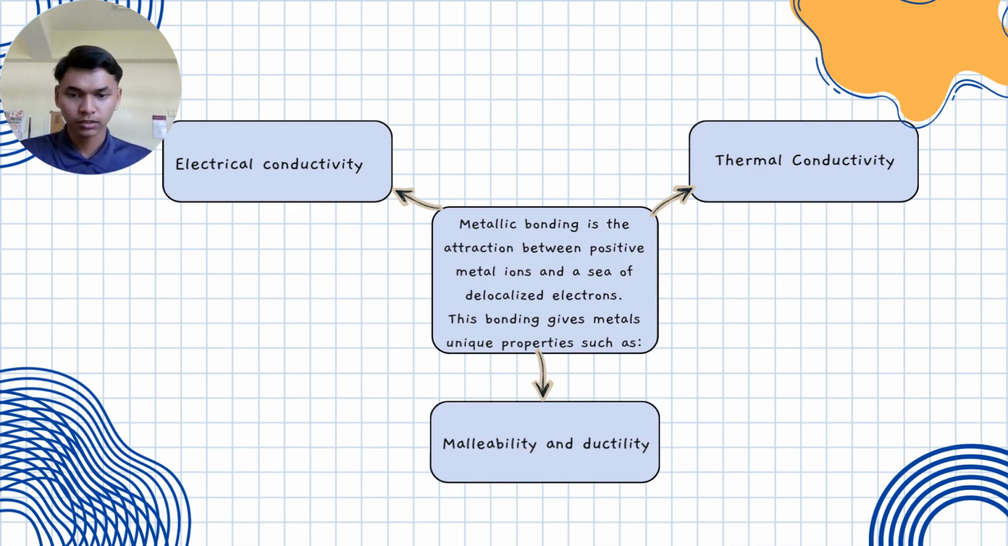In conclusion, the sea of delocalized electrons in metallic bonding explains why metals are electrically conductive, malleable, ductile, and good conductors of heat.